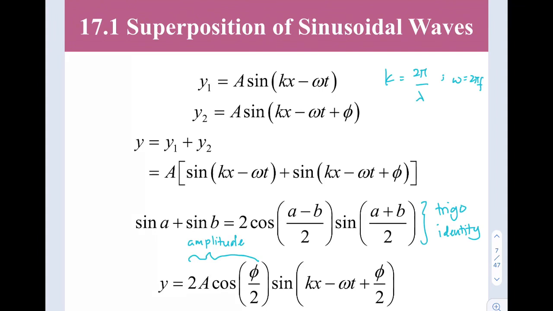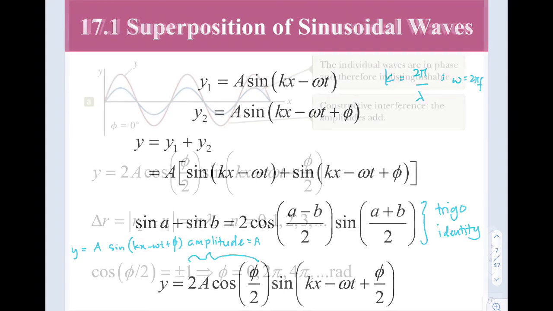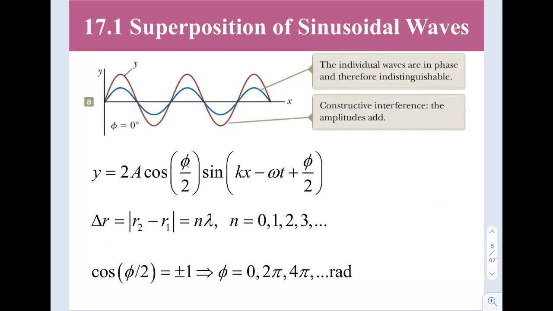Okay, normally we are going to compare this in terms of y equivalent to A sin(kx minus omega t plus phi), right? So our A here is the whole bar of this, 2A cos(phi/2), and then sin(kx minus omega t plus phi/2). Okay, this is figure 17.4a.